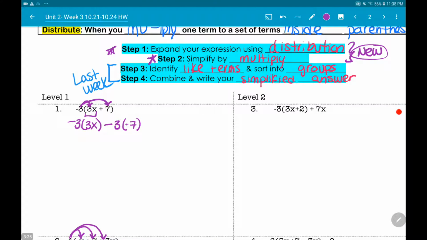All right, let's take a look at level 2, number 3. I noticed that my parentheses only have these 2 numbers. And outside the parentheses, I have that 7x. So that means when I distribute, I'm only going to distribute to inside my parentheses. I don't distribute what's outside.